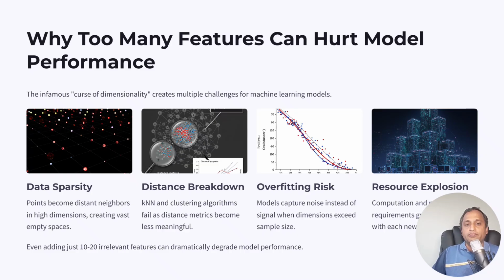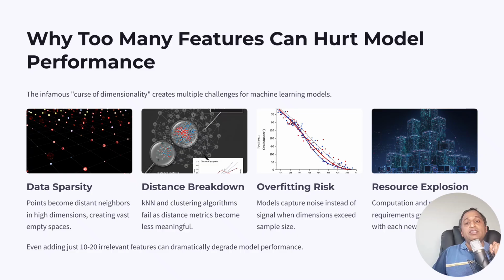And here is why. First, look at the section on data sparsity. In low dimensions, data points are packed relatively close to each other, making it easier for the model to learn patterns. But in high dimensions, the space becomes vast and data points spread out like distant stars in a galaxy. This sparsity makes it difficult for the model to detect meaningful clusters or trends.